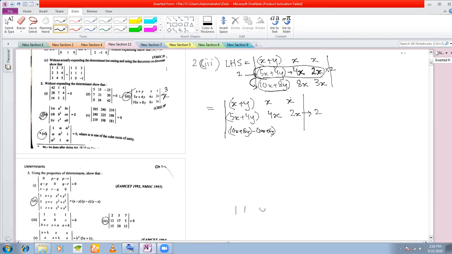right? And what about this element? After multiplication by 2, this is becoming 8x. So 8x minus 8x, right? And what about this? If I'm multiplying this by 2, this is becoming 4x. So 3x minus 4x, right? So what is the determinant that you are getting?